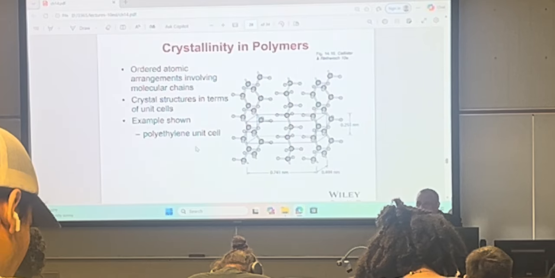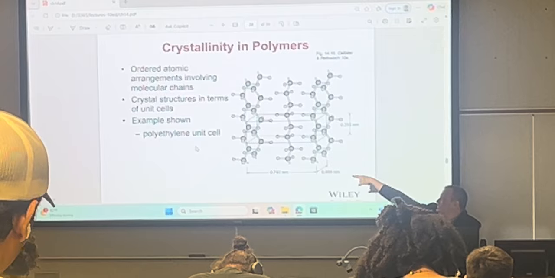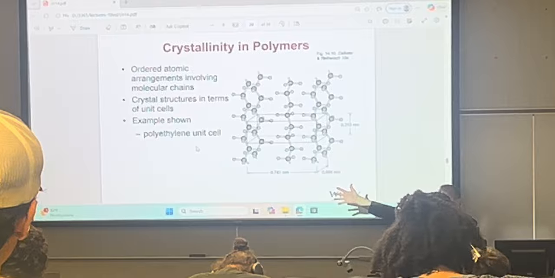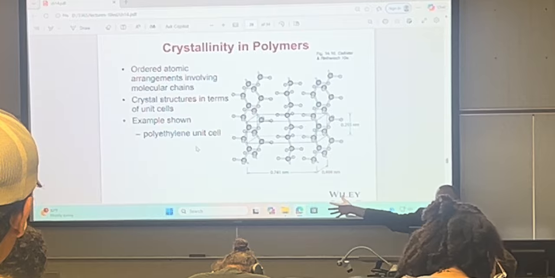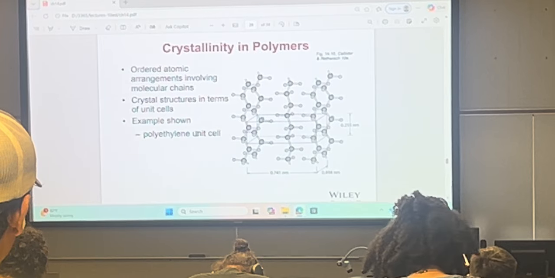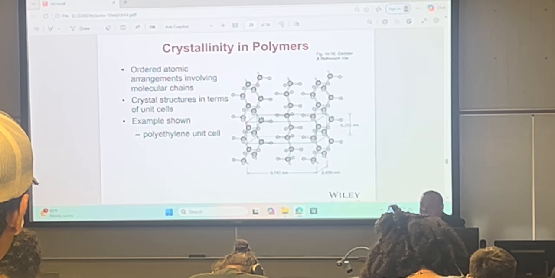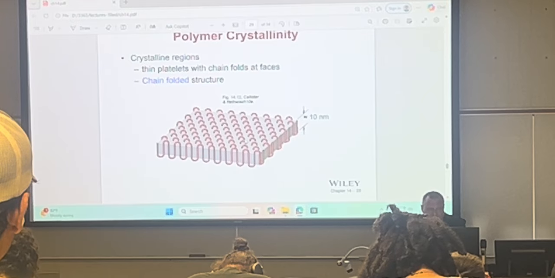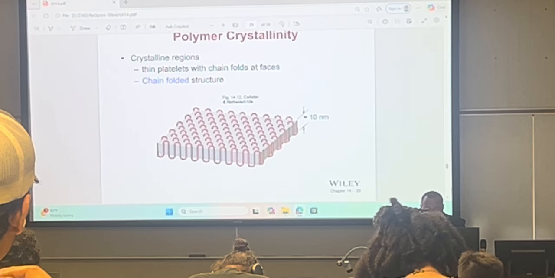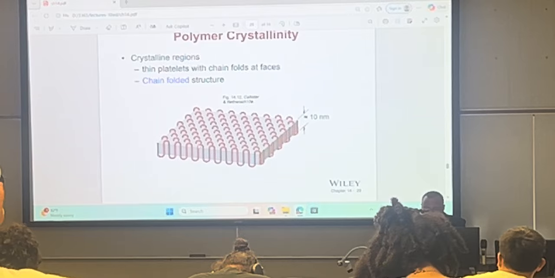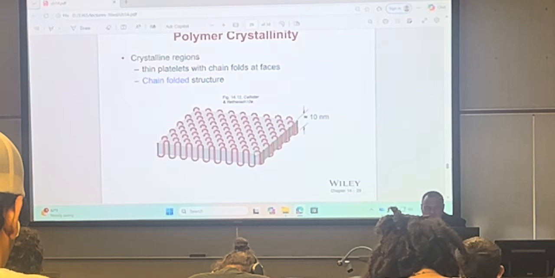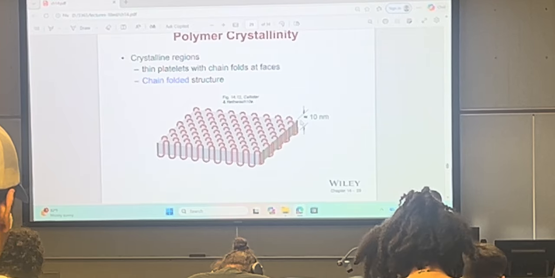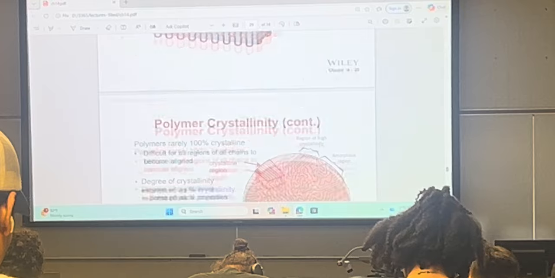Okay. So in order for this polymeric chain to attain its structure, it needs a lot of time because it's very cumbersome. And this is an example of polyethylene unit cell. How? Well, imagine you can take this spaghetti and you can just fold it like this. This is the chain folded structure. The height here is only 10 nanometers. So that's about 100 angstroms.